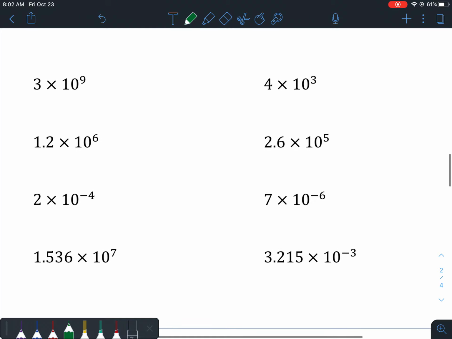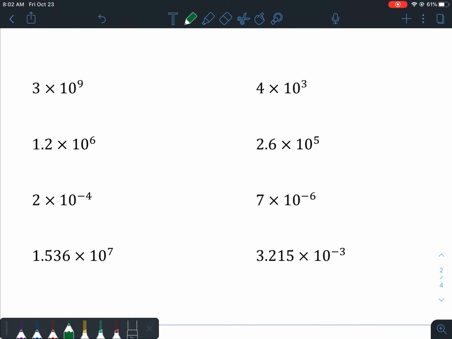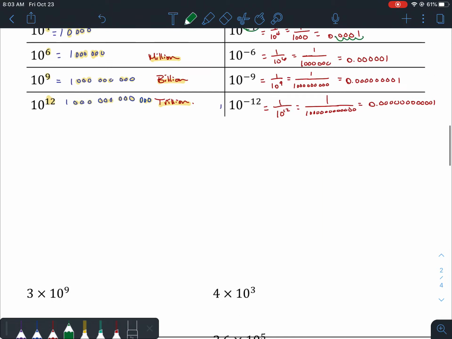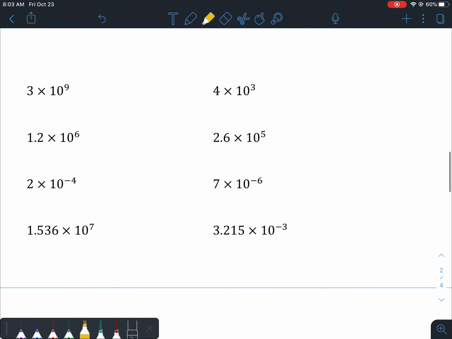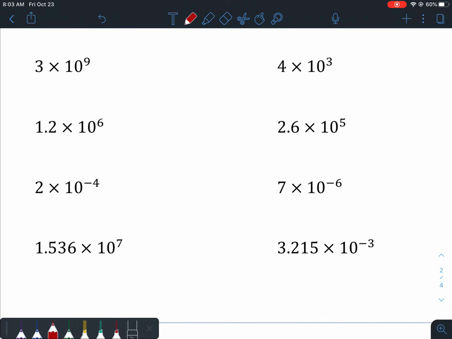I want you to take a moment and use what we have right here to rewrite these numbers in standard notation. So before we had exponential notation, and now we write them in standard notation, which is their normal number. I want to do the same here. So we have 3 times 10 to the 9th. That is 3 times 1 billion. And that, of course, is going to be 3 with 9 zeros.